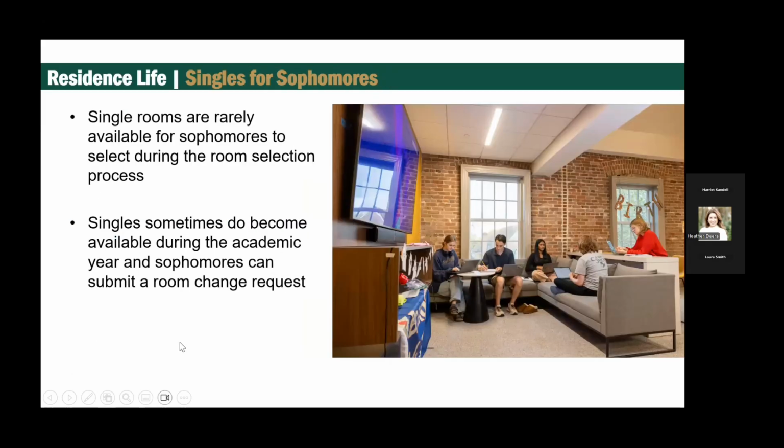One of the questions we get a lot is, hey, I'm a sophomore, can I get a single? The honest answer is single rooms are rarely available for sophomores to select during the room selection process. Sometimes they do become available later in the academic year, and students can request a room change into a single. But they should really be concentrating on that roommate piece, trying to find somebody they wish to room with next year. So please be aware that singles are very rare for sophomores.